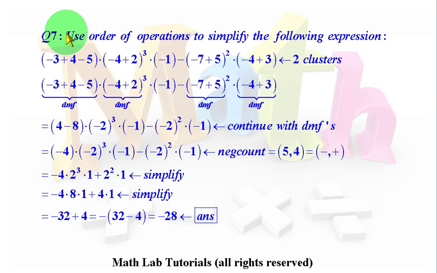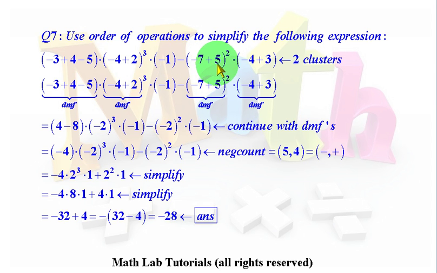Question 7. Again, we're going to be using order of operations to simplify the following expression. We have bracket negative 3 plus 4 minus 5 dot bracket negative 4 plus 2 to the power 3 dot negative 1. Then we hit a separator. That means that this is all one cluster. There's a dot there between the brackets. So we identify a single cluster right there. There's the separator right there.